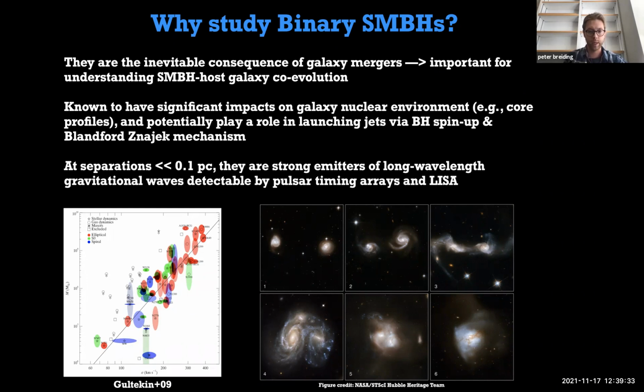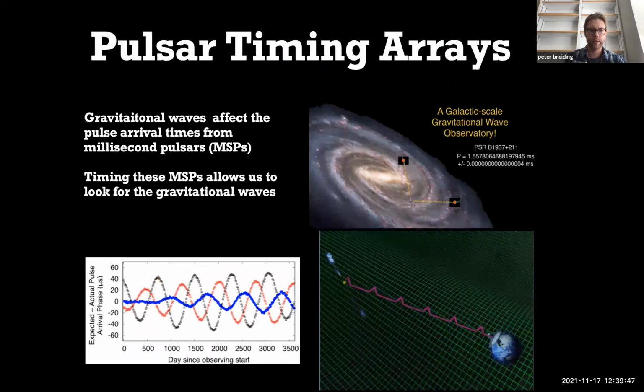Then you have pulsar timing arrays, which have been operating for the last few decades. These are sensitive to much more massive black holes, on the order of millions or billions of solar masses, and very nearby binary black holes. Pulsar timing arrays work by the timing of millisecond pulsars. Millisecond pulsars are neutron stars in a binary that have been spun up through interaction with a stellar companion, possibly a red giant.